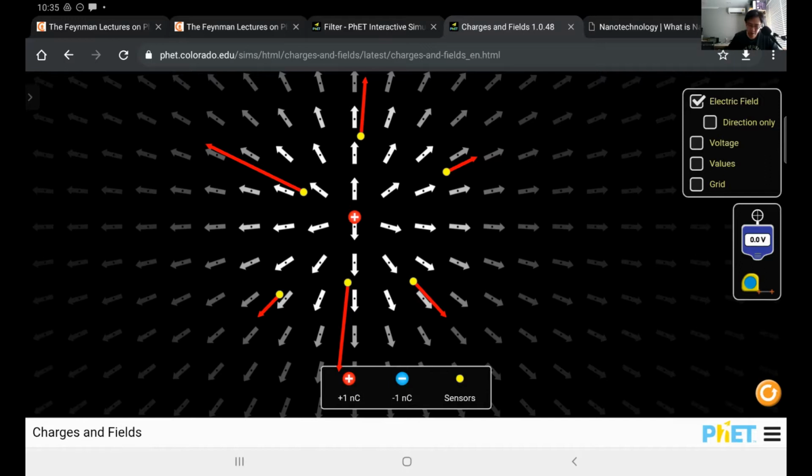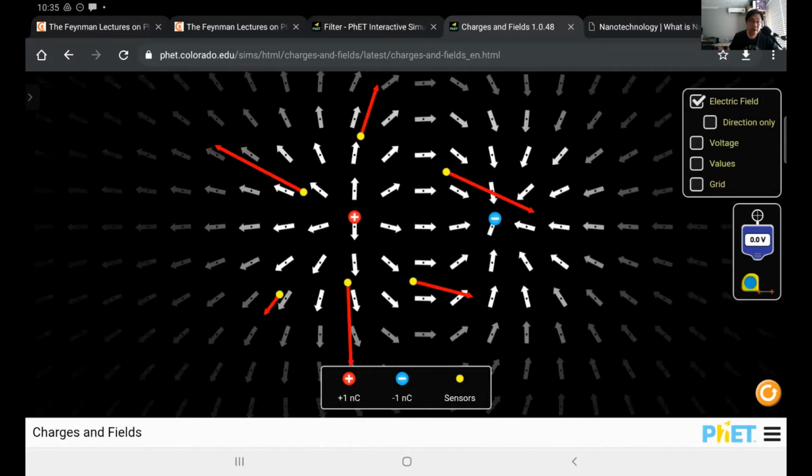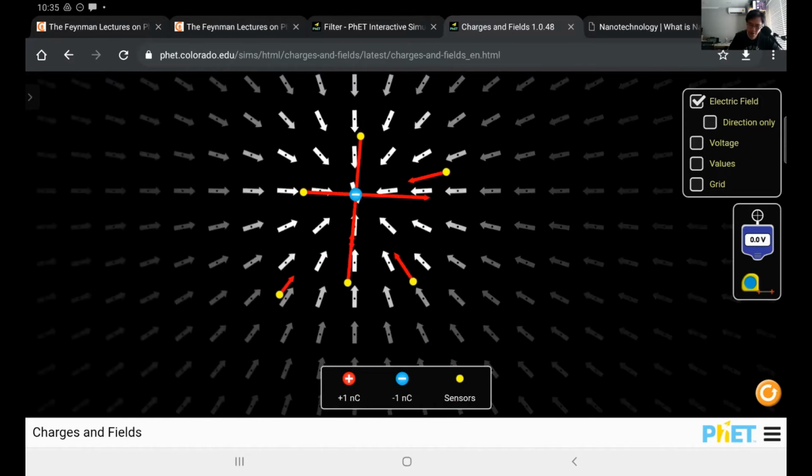And actually, if I place a second charge in here, then of course you're going to get the net summation of the vectors of the electric fields generated from both positive and negative. So now things will go crazy. But okay, let me eliminate this one for now. Let's just look at purely a negative charge. So as you can see, now the electric field will point towards it. I think I just have to eliminate some of these sensors. It's in the way a bit.